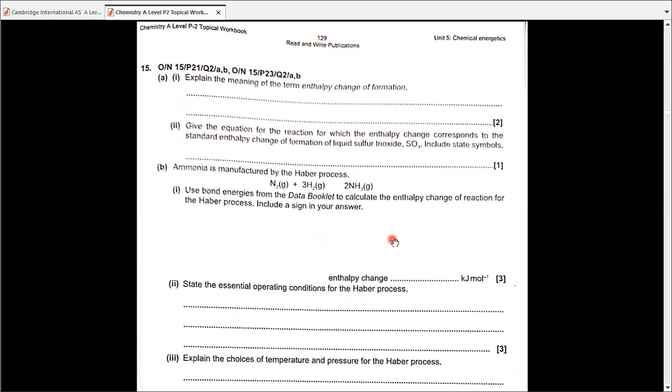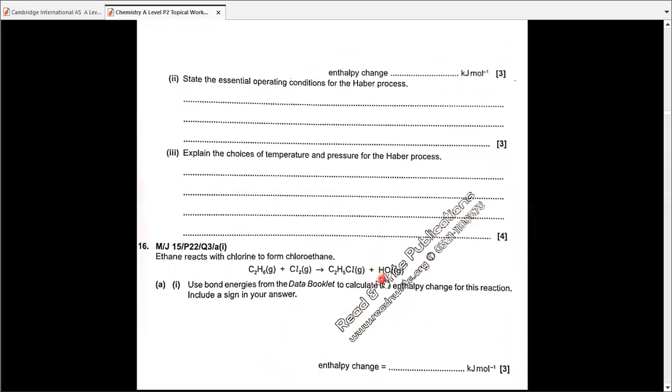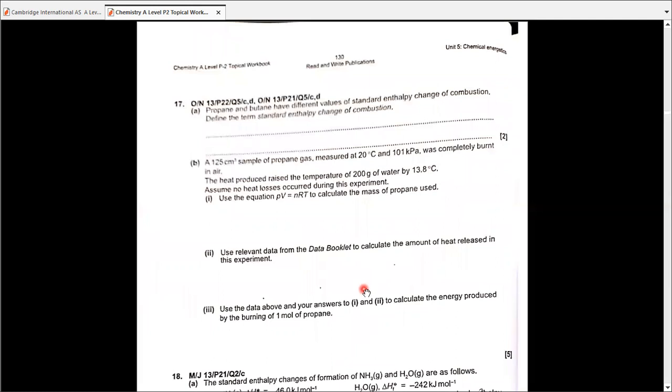Ammonia is again the same one as the example in the book. We're not going to go with this question. You already know how to solve it. Bond energies, and this time it's about ethane. I think we did a question about ethane, right? Yeah, when we were doing the practice questions from the book, not from the topical, we had this question, ethane and chlorine. So you already know how to do this one too. Yes, sir. Let's not go with this one.